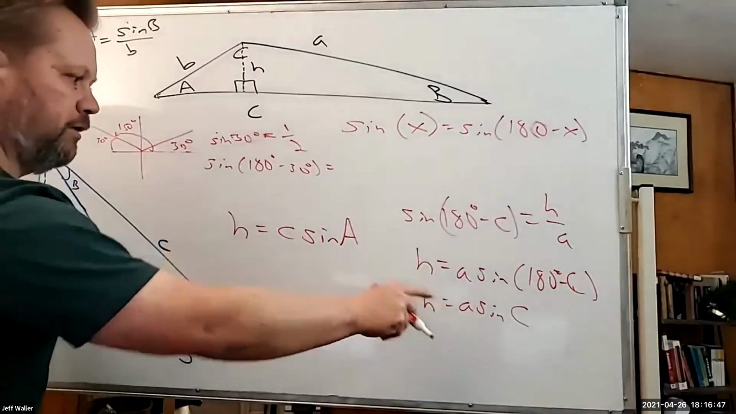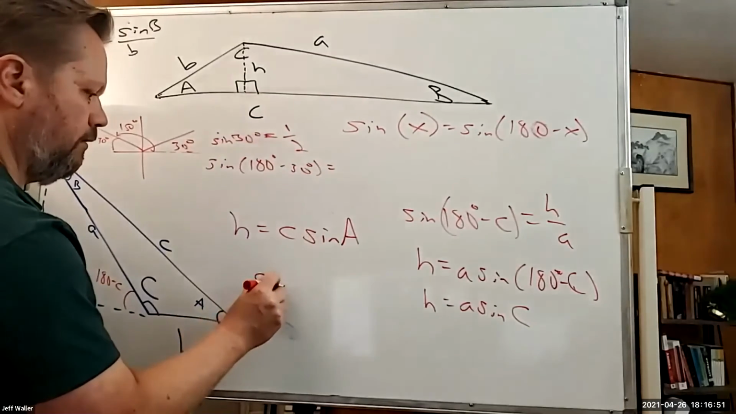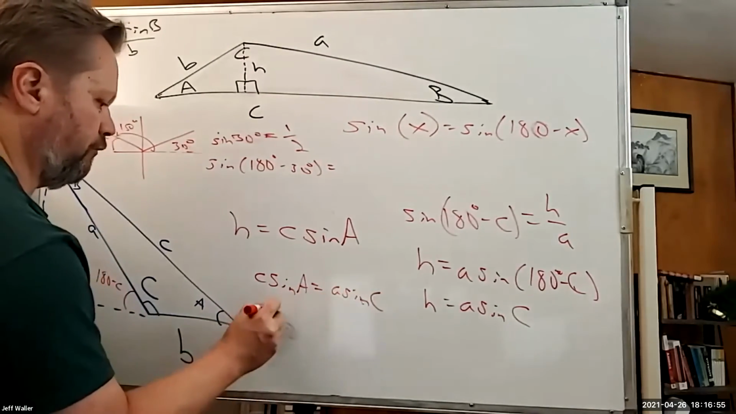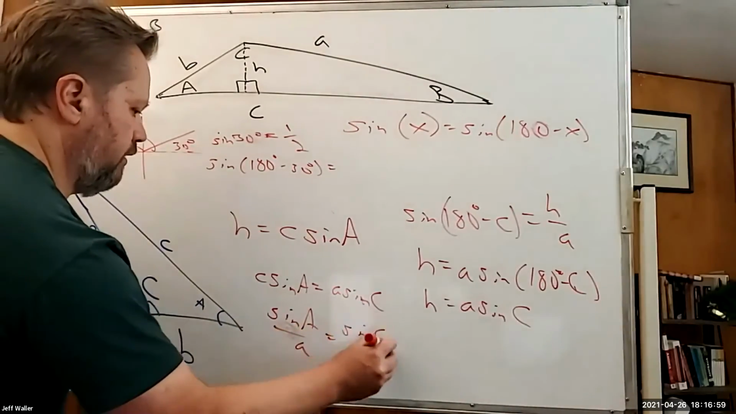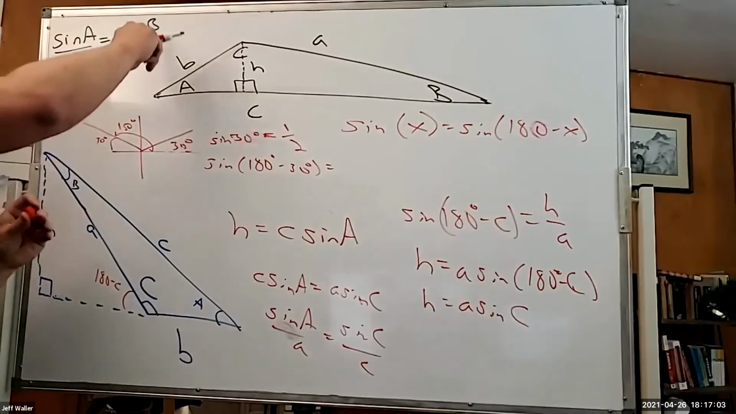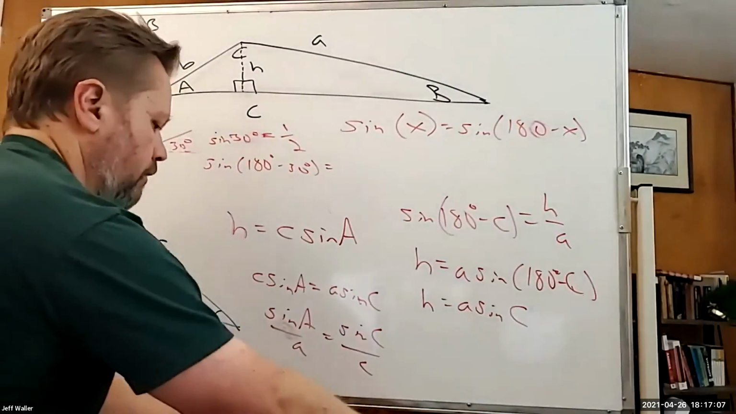So now watch. This tells me that c sine A equals a sine C. Therefore, sine A over a equals sine C over c. But what else do we know about sine A over a? It equals sine B over b, and it equals sine C over c.